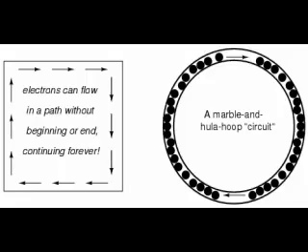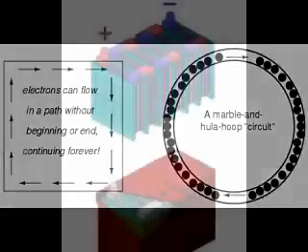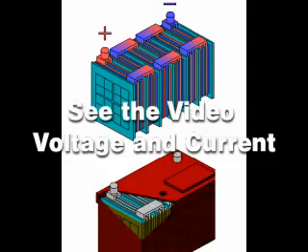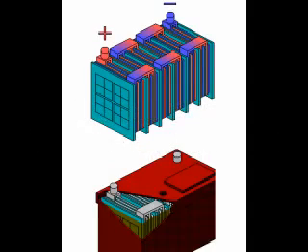Now we have the capability of supporting a continuous flow of electrons, indefinitely, without the need for infinite electron sources and drains. All we need to maintain this flow is a continuous means of motivation for these electrons, which we'll address in the video Voltage and Current.